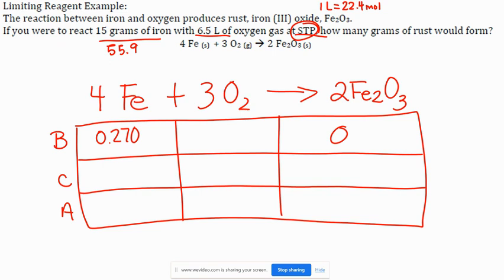And it doesn't matter the identity of the gas. So this could be oxygen, helium, hydrogen, argon. It's irrelevant. At STP, 1 liter of gas will be that many moles, period. So if I know that I have 6.5 liters of gas, for every 1 liter of gas, I have 22.4 moles of that gas.